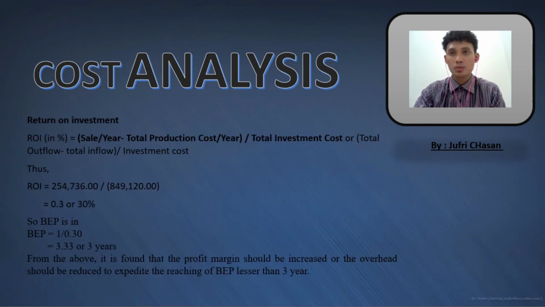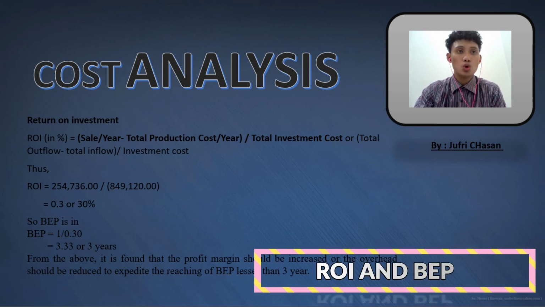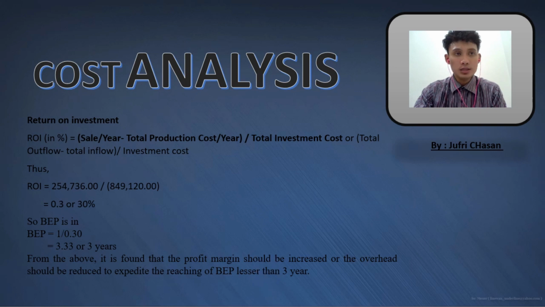Also, you can see here this is return on investment, ROI. We get 30%. So for the BEP we put in, we get 3 years. Okay, 3 years. So the profit margin should be increased. When we get 3 years, then we should reduce the expected duration of BEP to less than 3 years.